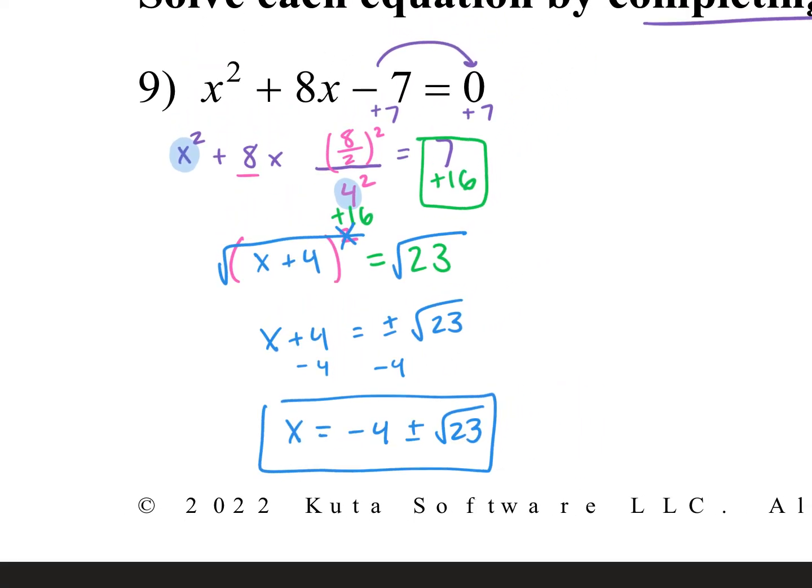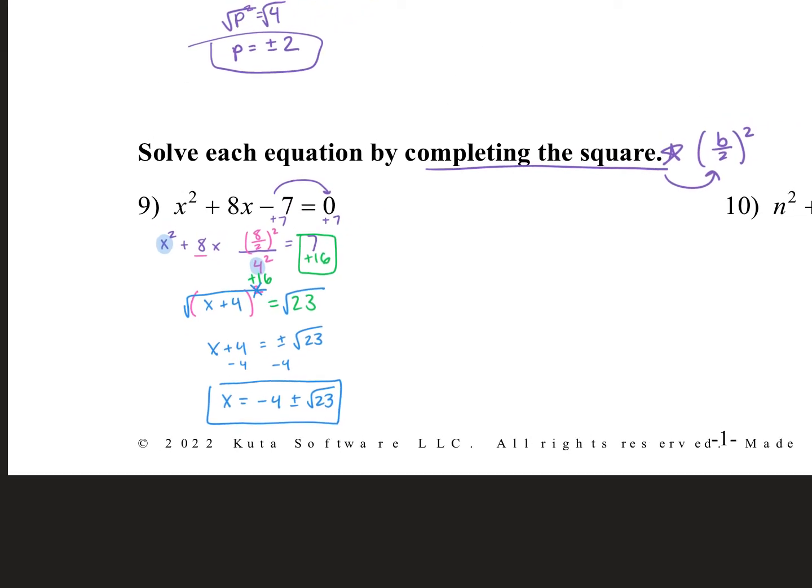Any questions here? So remember, if you're completing the square, this is the formula that you have to use. So make sure you have that written down.